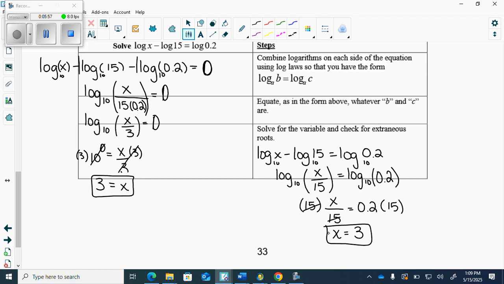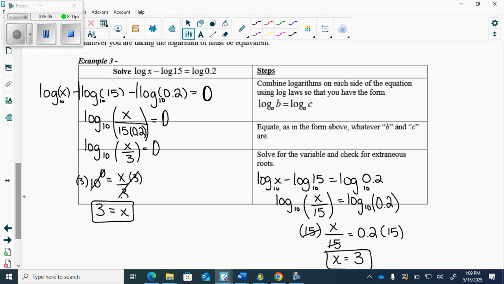Personally, if you have all logs, it is easier just to get one side together, the other side together, and then set what's beside each other the same. It's easier. What's my restriction on this one? The only variable I have is this, and whatever's beside the log has to be greater than 0, right?